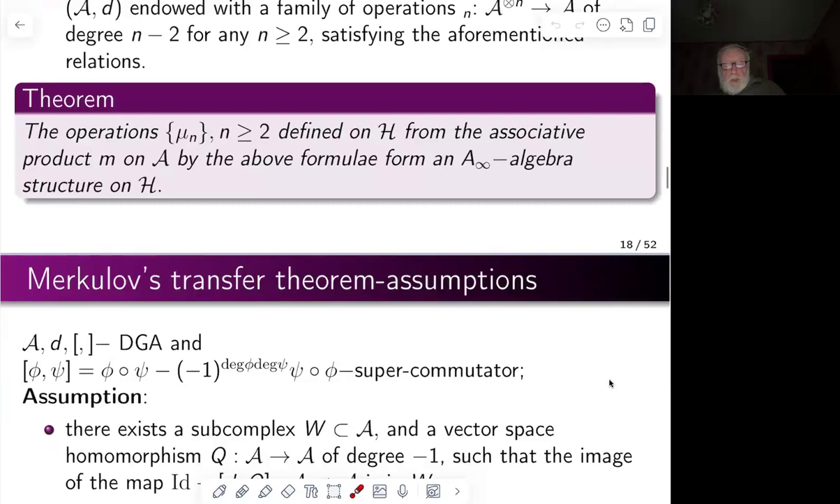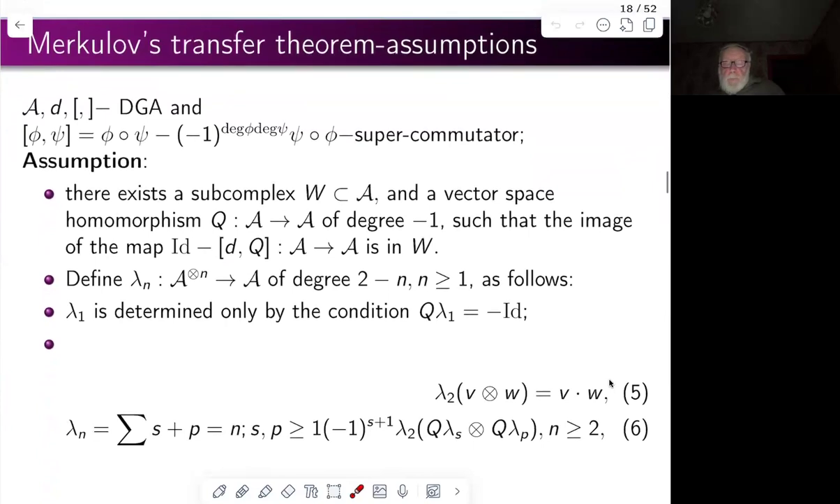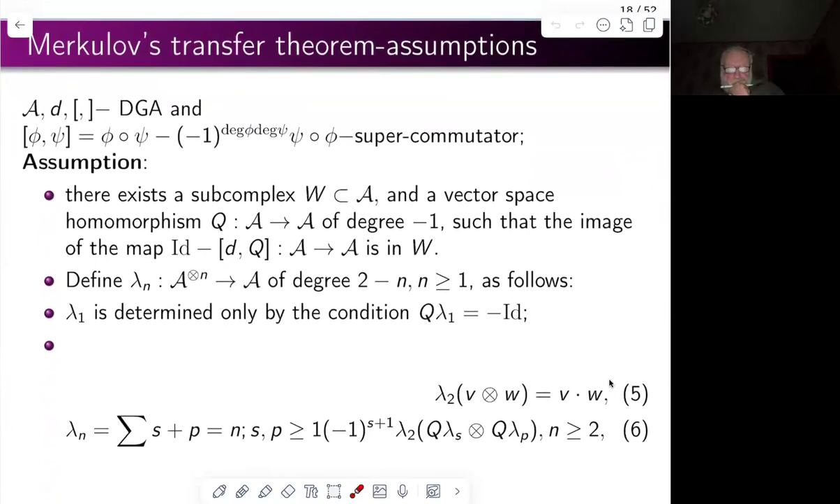The next breakthrough was in 98. In 98, Merkulov proposed another transfer theorem. His aim was, I will explain his aim a little bit later. Formally speaking, the Merkulov transfer theorem is the following. Let's suppose that we have a differential graded algebra with differential D and super commutator with the standard sign rule.